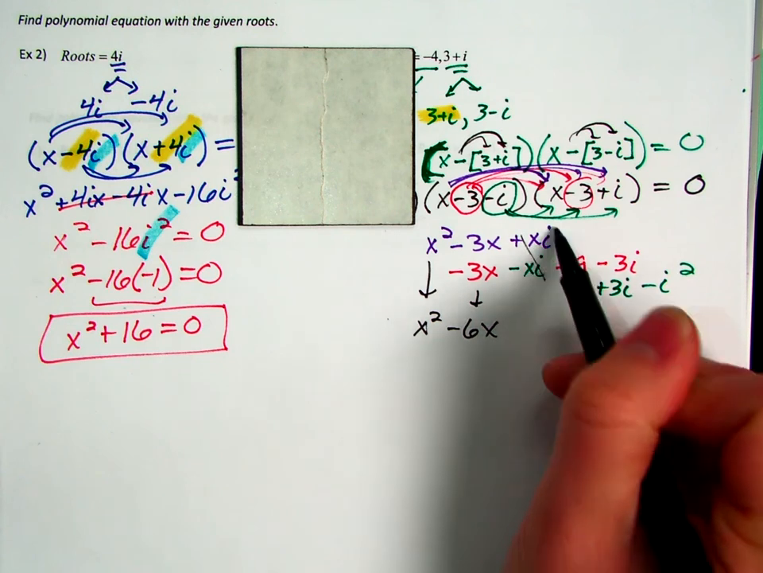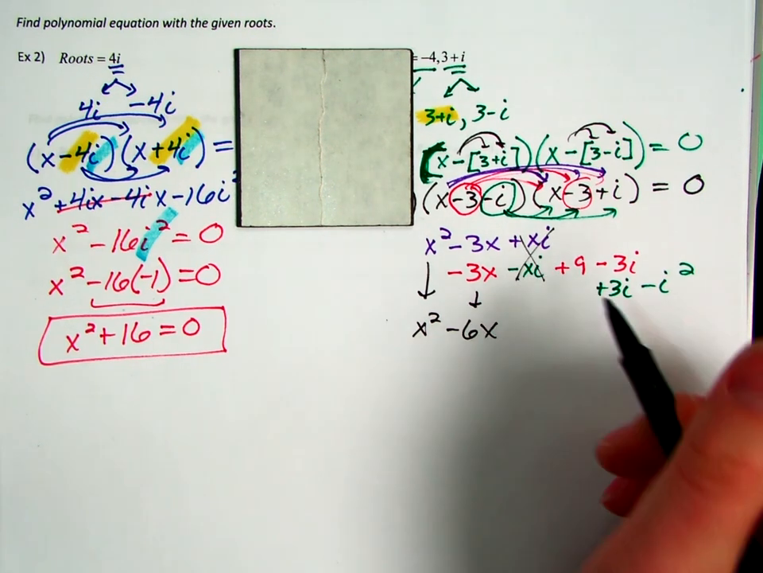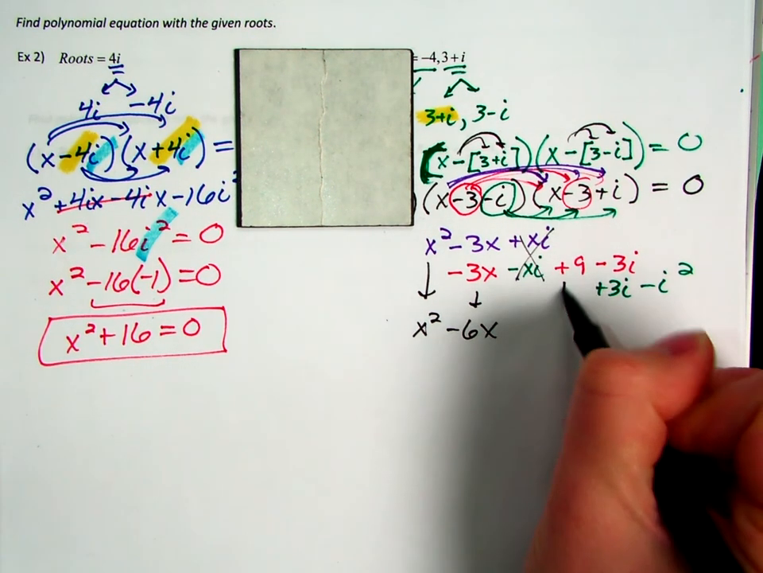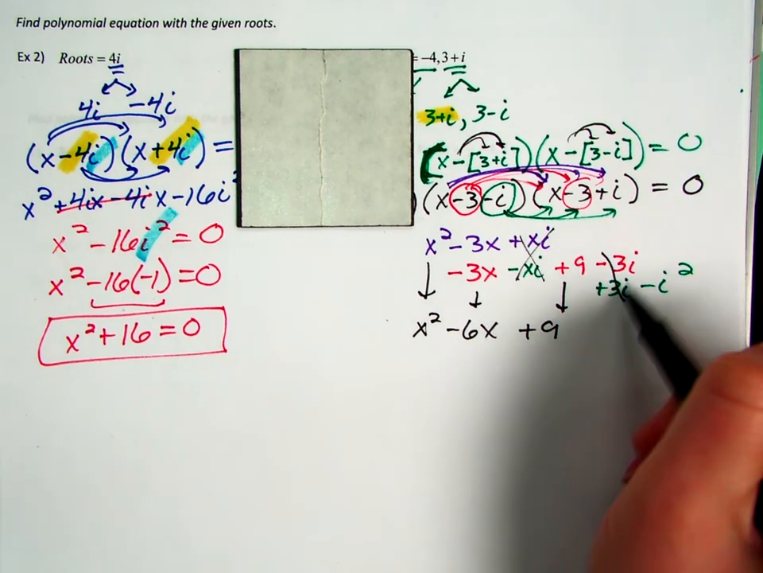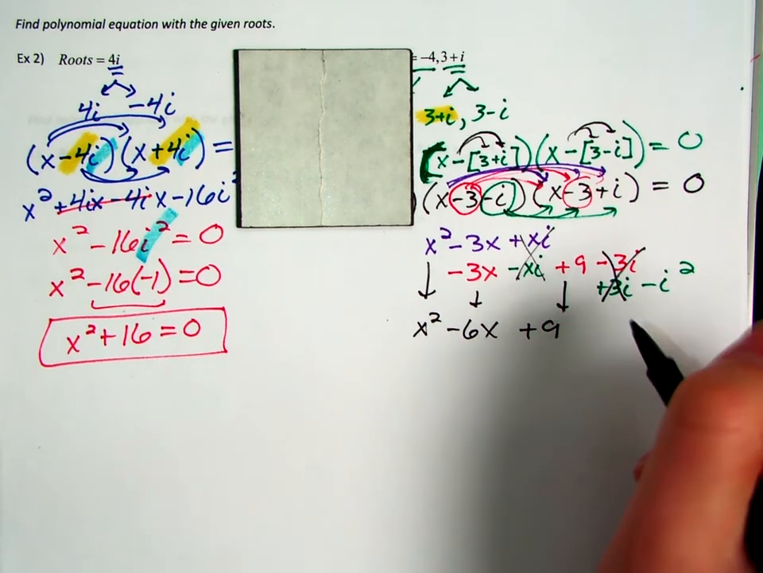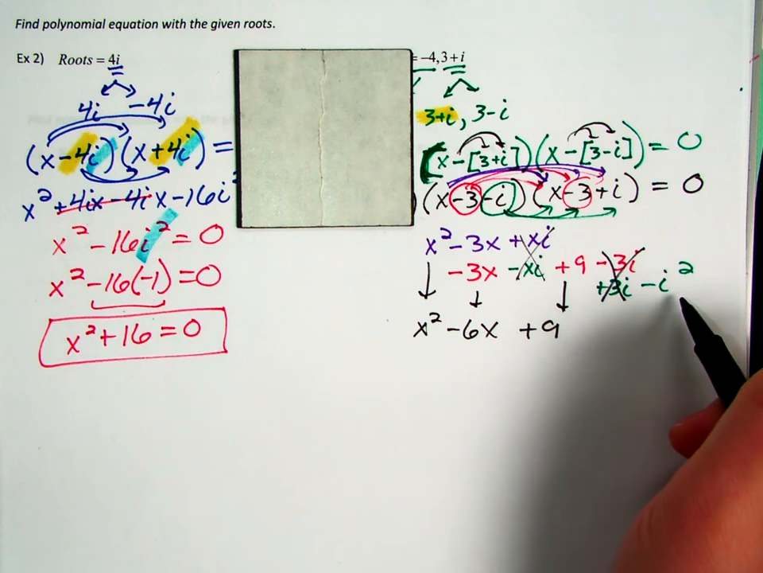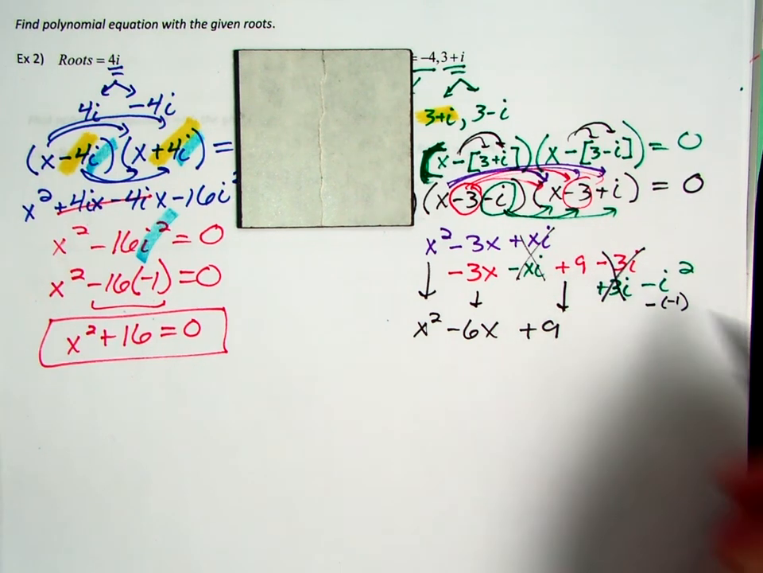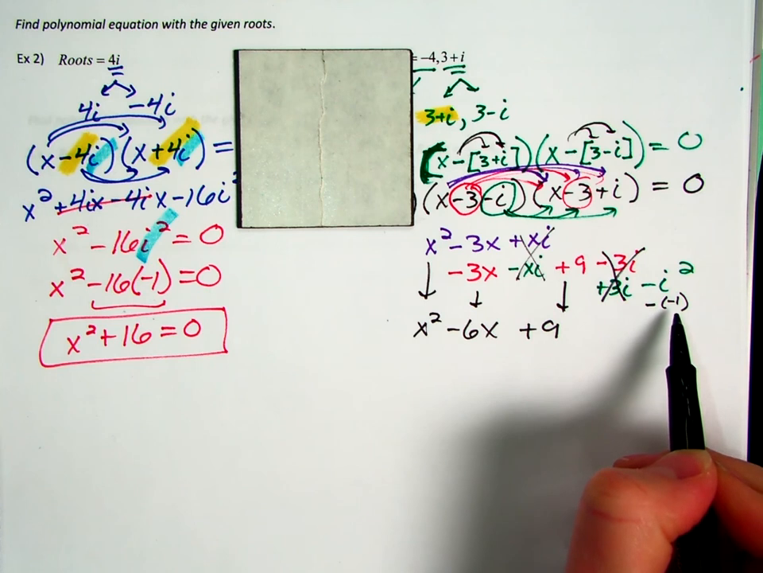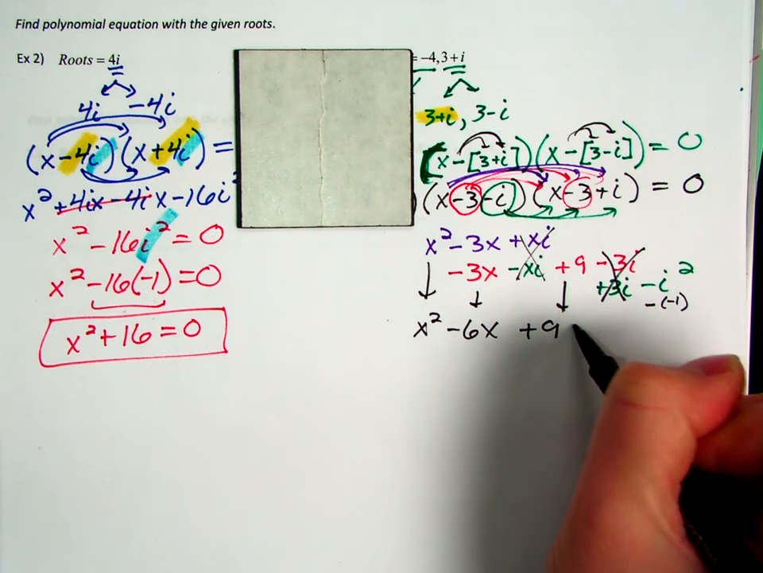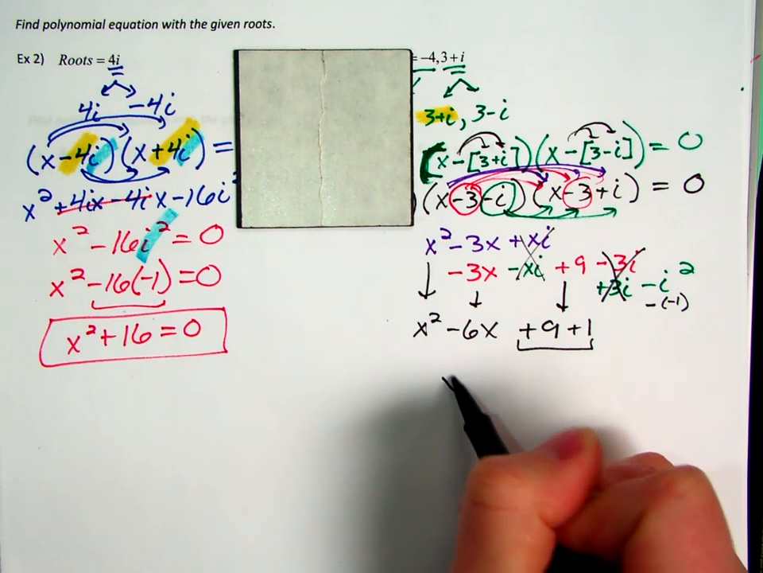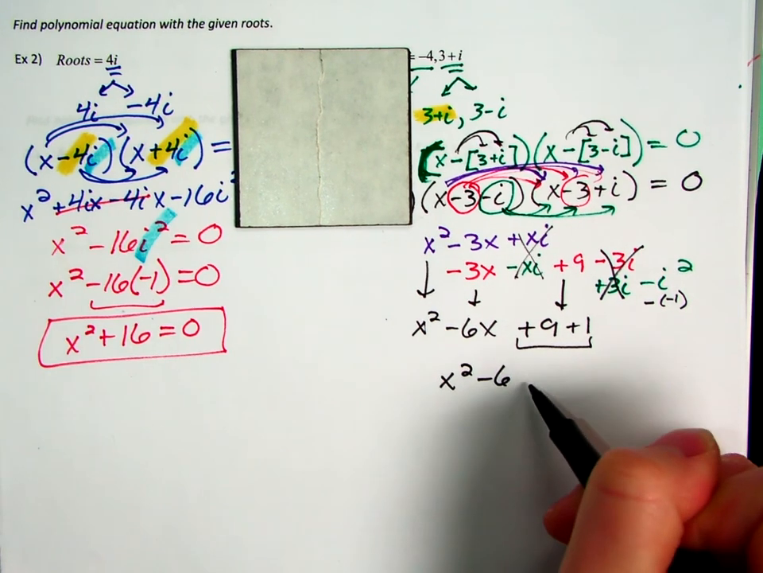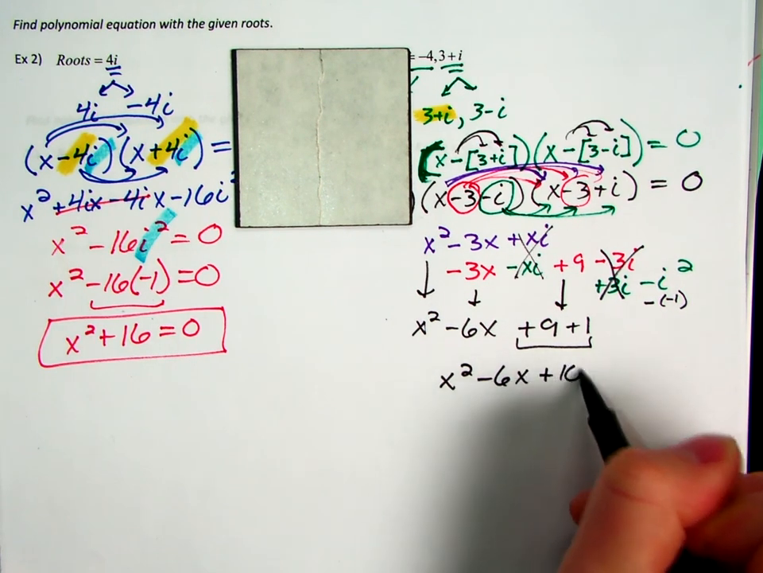Positive xi and negative xi just cancel each other out. The positive 9 can go ahead and get brought down since there's nothing to combine that with. My negative 3i and positive 3i cancel out, leaving me with a minus i squared. Now before I even bring that down, I know i squared is actually negative 1, so I'm doing minus a negative 1, which is actually a plus 1. So now I can go ahead and combine my like terms, and I have a trinomial again. So x squared plus 6x plus 10.